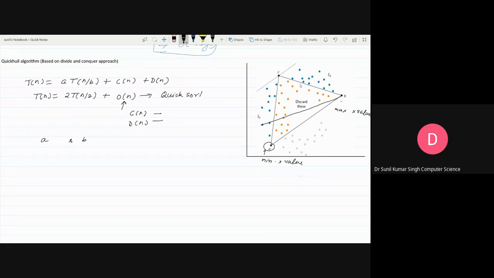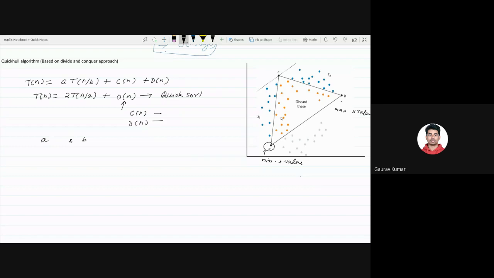Otherwise what we can do, if you rotate this diagram a little bit in the clockwise direction, then you will see that this is the lowest point. Are you getting the point? Yes, sir. So maybe you can consider whatever I am discussing like this. It is just for the understanding point of view.